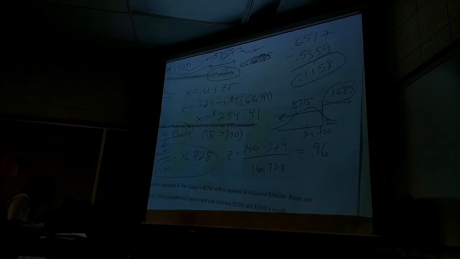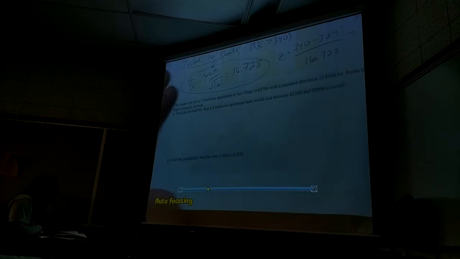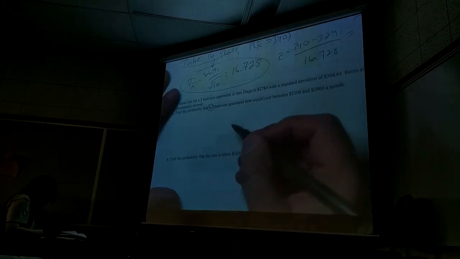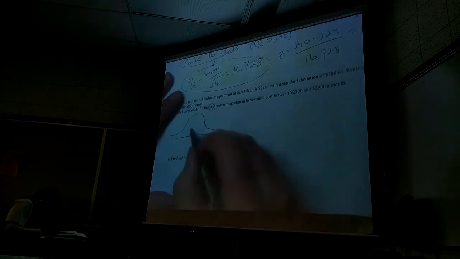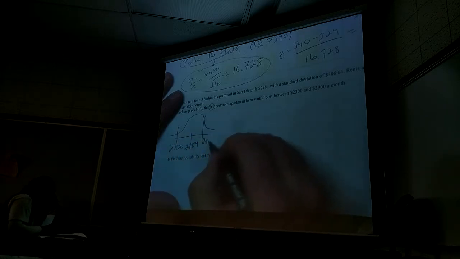Alright. And then we transition to numbers that are more normal to us, proportionally. So there's the mean, the standard deviation. Again, I'm taking one 3-bedroom apartment, so I can draw my picture. I've got the mean is 2784. I want from 2300 to 2900. I want this area right there.